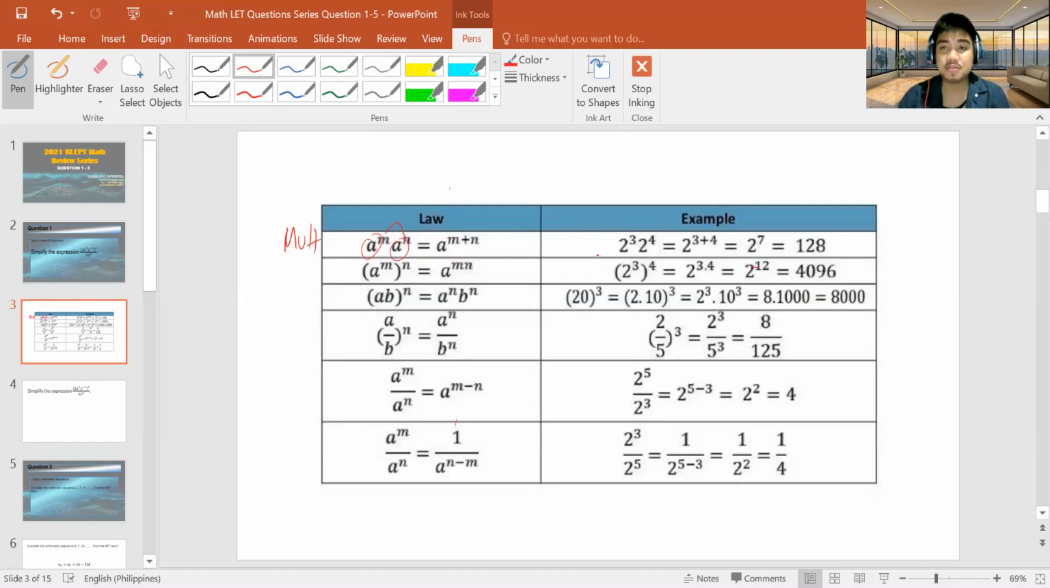So, we have here example. So, we have here 2 raised to 3 and then we have 2 raised to 4. Since parehas sila ng base which is 2, pagpaplusin lang natin yung exponents. So, ang sagot natin will be 2 raised to 3 plus 4 or we have 2 raised to 7. Or if you're going to expand that, ang sagot will be 128. So, another example, for example, we have x raised to 12 times x raised to 2. So, our answer will be x raised to 14.